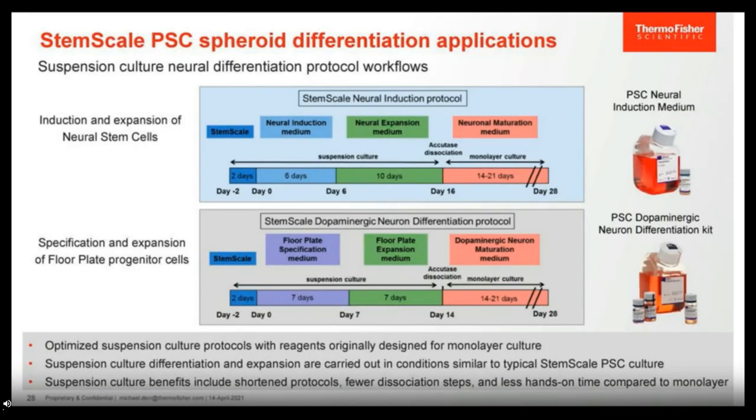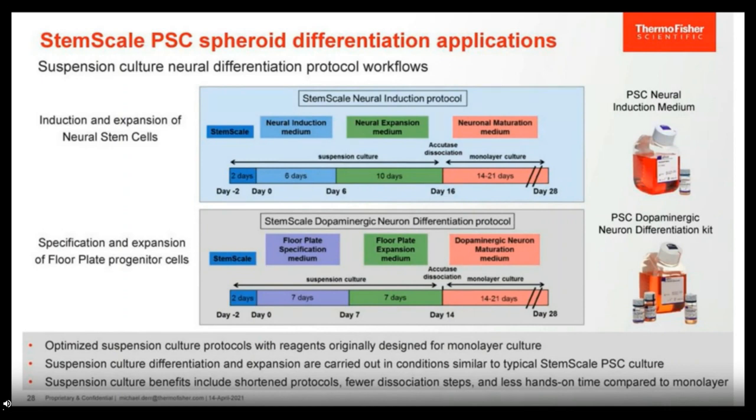All right, so the first applications I'm going to present use PSC neural induction medium, which generates neural stem cells, and the PSC dopaminergic neuron differentiation kit, which generates specific dopaminergic neurons of the midbrain that are important for Parkinson's disease research. These differentiation media were originally developed for monolayer culture, and here I optimized the protocols for differentiation in suspension culture.